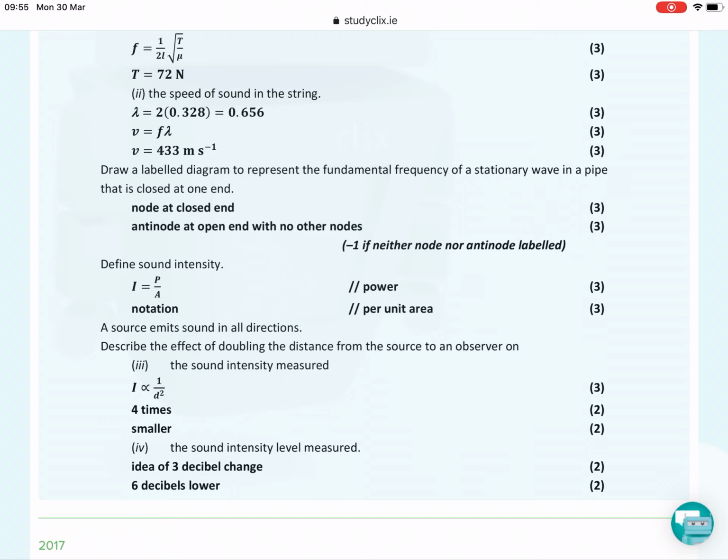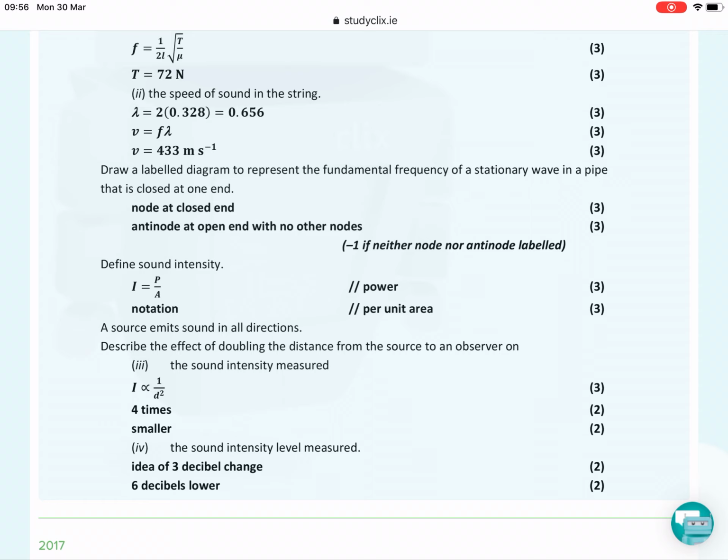So imagine I'm 1 meter away from a speaker, say for example. If I double that distance, I become 2 meters away from the speaker. What happens to the sound intensity? That's what being asked here. The sound intensity measured, and then the sound intensity level. So the sound intensity measure, you can think about what's happening.